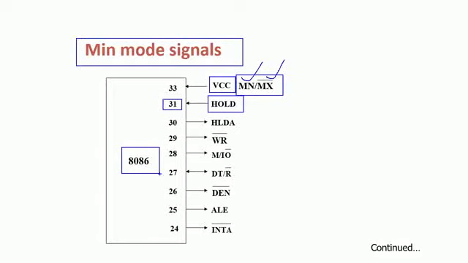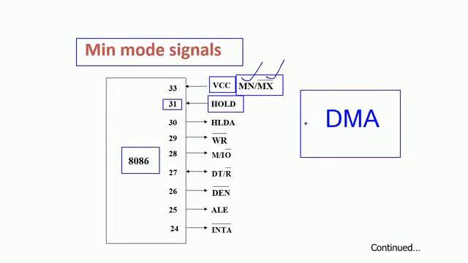It needs to have control over the system bus. Whenever the microprocessor is not interested in relieving control over the system bus, at that time it is not generating the acknowledgement signal to the DMA controller. Actually, the request comes from the DMA controller to the microprocessor using the hold signal. The DMA controller generates the hold request signal to the microprocessor, saying that I would like to take control over the system bus.